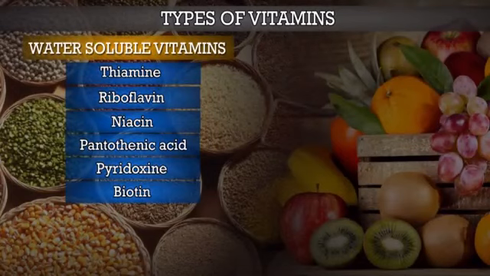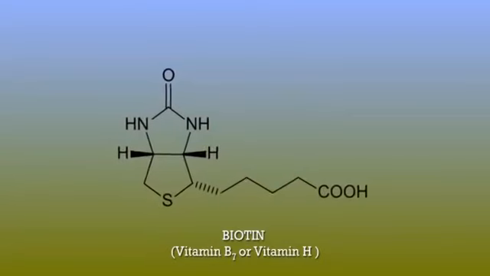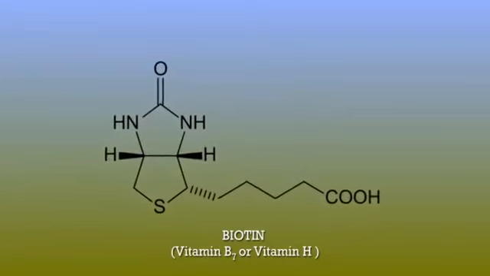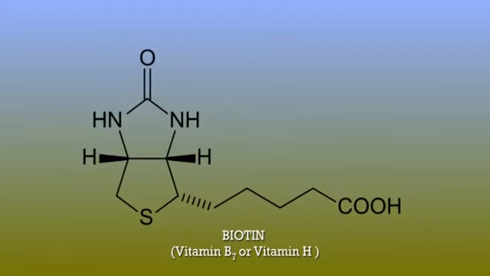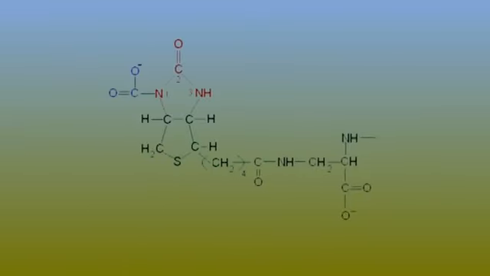Next vitamin is biotin. Biotin is also known as vitamin B7 or vitamin H and is an imidazole derivative. Biotin is bound in enzymes through an amide bond provided by the epsilon amino group of lysine, as the so-called N-carboxybiotinyl lysine.